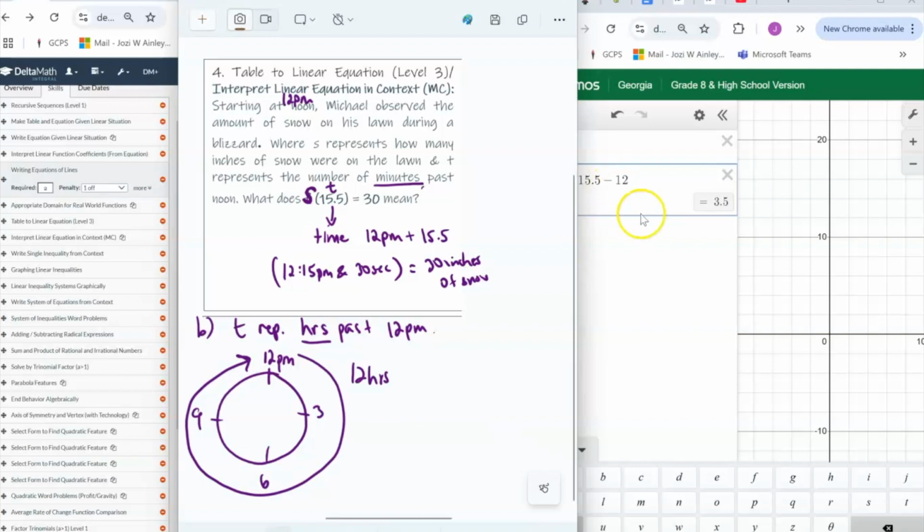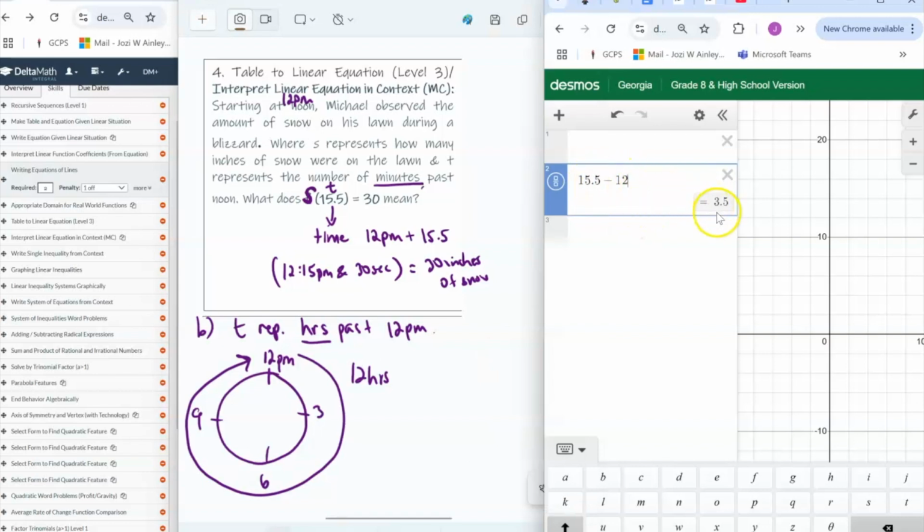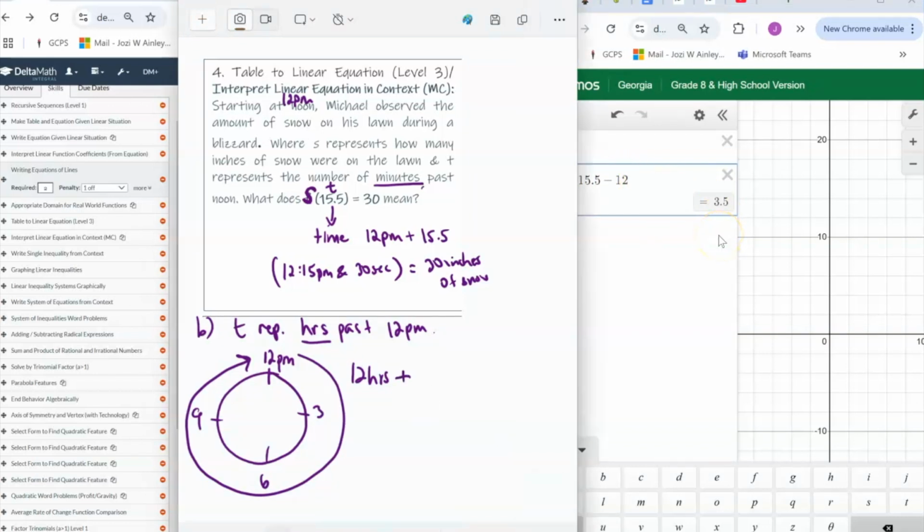So I've done 12 hours. If I subtract 12 hours from the 15.5, I'm going to be left with 3.5 more hours. So now I'm back at 12, but it's no longer 12 p.m. What time is it? If I did 12 hours later from p.m., it'll now be 12 a.m., right? Then I'm going to do 3 hours after that. So this is going to be 3 a.m., and 0.5 is 3:30. So at 3:30 a.m., there's 30 inches of snow. Okay, so that's just interpreting.